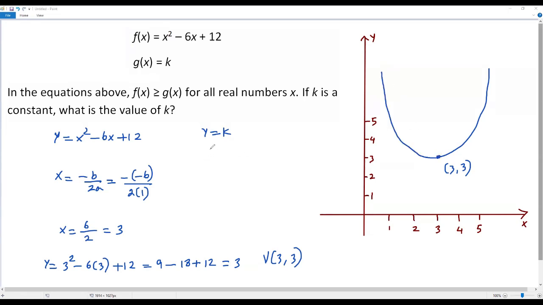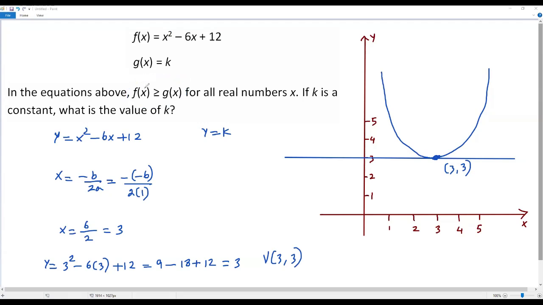Now we have to sketch the graph of this linear function g(x) = k, or y = k. Actually, it has to be a horizontal line through the value k on the y-axis. What must be the value of k? That's what we have to find. Now let me draw a horizontal line through the value 3 on the y-axis. When I do so, this horizontal line is tangent to the parabola exactly at the vertex. How can I decide that this horizontal line must be passing through the value 3 on the y-axis? Because there is a condition given over here.